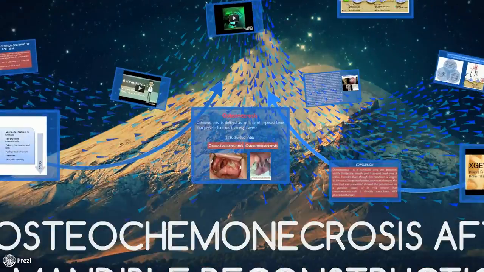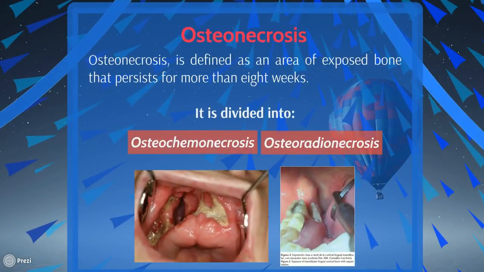First of all, we need to know the definition of osteonecrosis. Osteonecrosis is defined as an area of exposed bone that persists for more than 8 weeks. It is divided into osteochemonecrosis and osteoradionecrosis. Osteochemonecrosis is caused by bisphosphonate treatment, and osteoradionecrosis is caused by radiotherapy. In these pictures, we can observe the exposed bone of a patient with osteonecrosis.